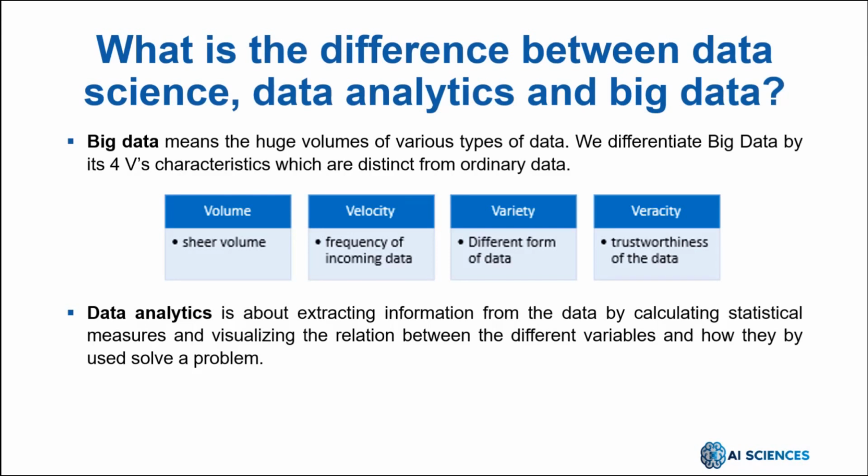Well, big data means huge volumes of various types of data. We differentiate big data by its 4 V's, which are the characteristics that are distinct from ordinary data. They are volume, velocity, variety, and veracity. The sheer volume is the main characteristic that makes data big. Velocity is the frequency of incoming data that needs to be processed. Variety means different forms of data. Veracity refers to the trustworthiness of the data.